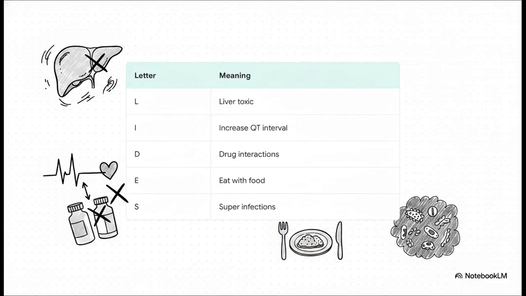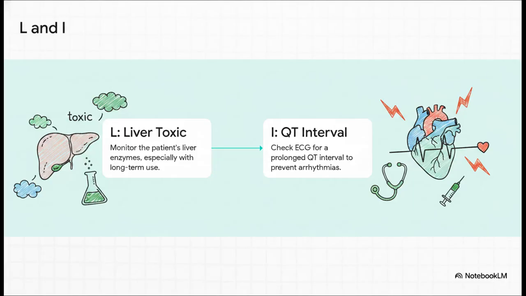All right, let's break it down letter by letter. First up, the L. L stands for liver toxic. Macrolides can be pretty tough on the liver, so you need to proactively monitor your patient's liver enzymes, especially if they're on a long-term course of the medication. Then we have the I, which stands for increased QT interval. Honestly, this is a big one. You absolutely want to check their ECG to ensure you aren't prolonging that QT interval. Why? Because an extended QT interval carries a serious risk of pushing the patient into a dangerous arrhythmia.